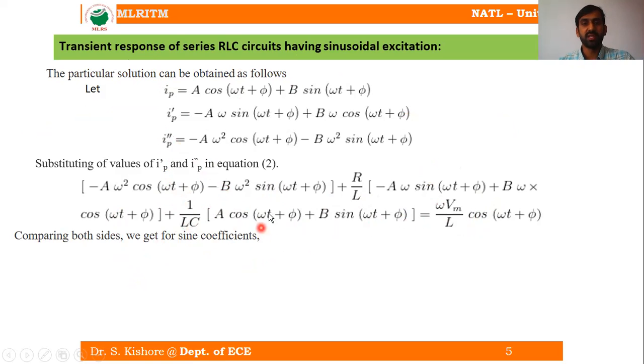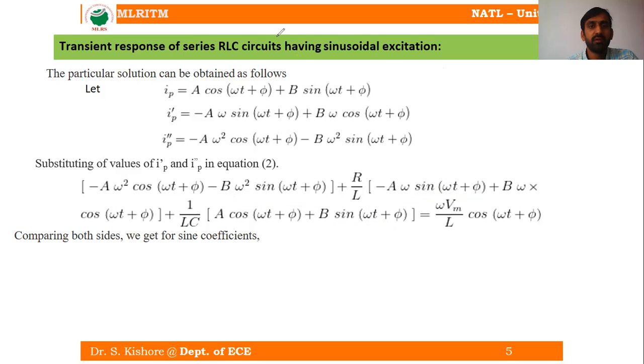If you compare the sine coefficients, what are the sine coefficients here? This is one sine coefficient, this is another sine coefficient, and this is the other sine coefficient. You can see here we have minus B omega square as a sine coefficient, and minus A omega is a sine coefficient over here, and here we have B. So for this, what are you going to have?